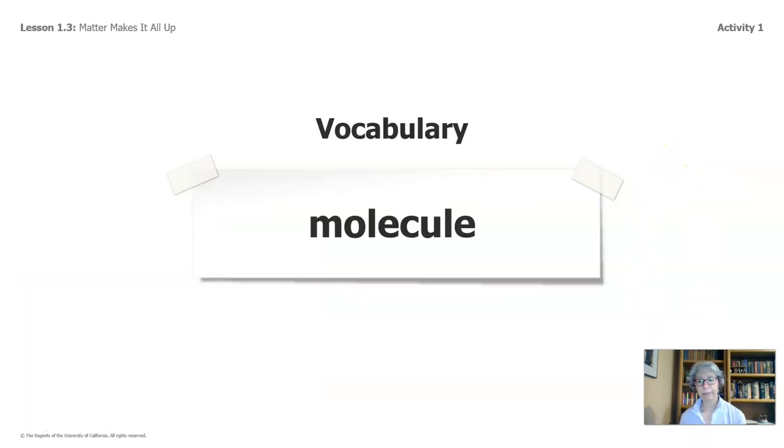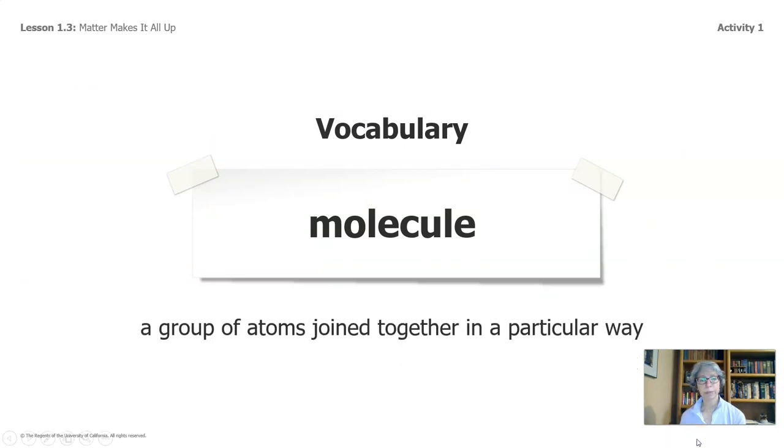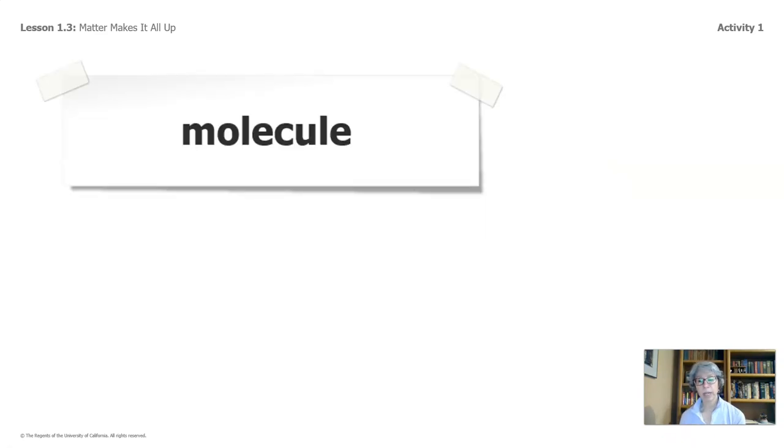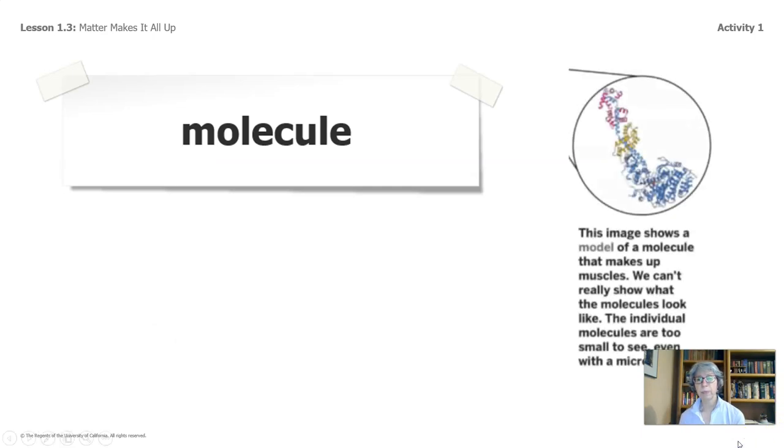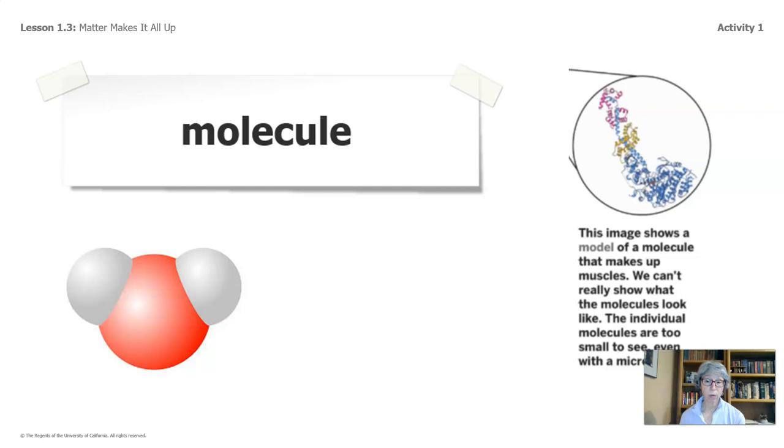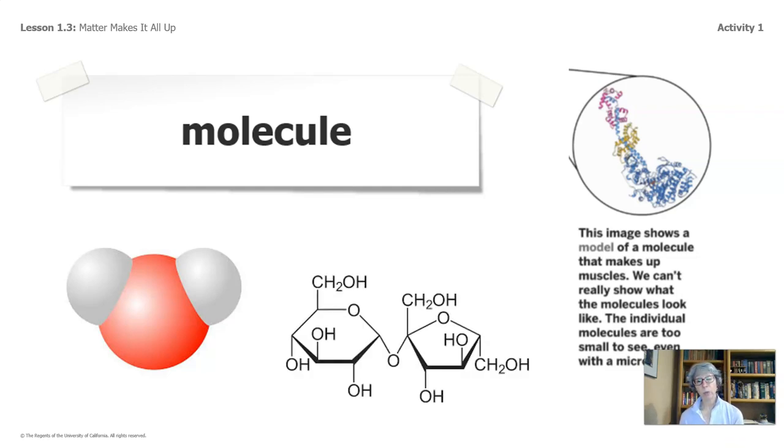Here's another word that we need to take a look at. Molecule: a group of atoms joined together in a particular way. Let's take a closer look at molecule. The book says, from page 7, this image shows a model of a molecule that makes up muscles. We can't really show what the molecules look like. The individual molecules are too small to see, even with a microscope. That being said, scientists create drawings to help represent the molecules they are studying. This is a molecule representing water. And this is a molecule representing sucrose. Sucrose is one of the molecules that make up our table sugar.